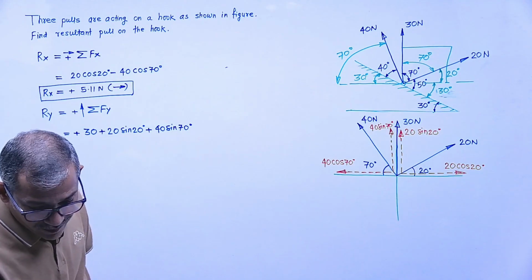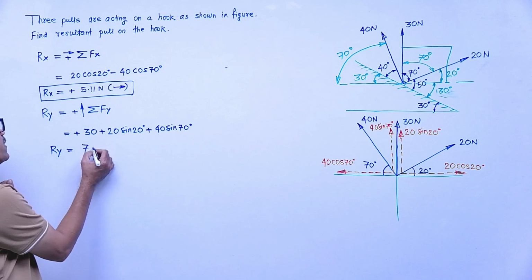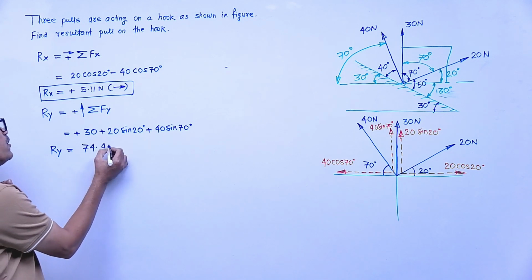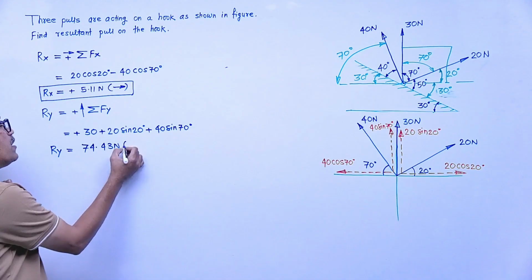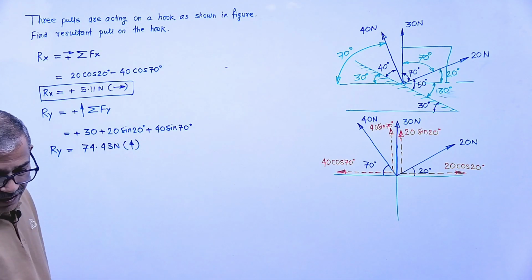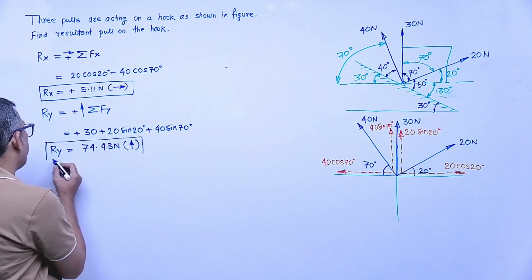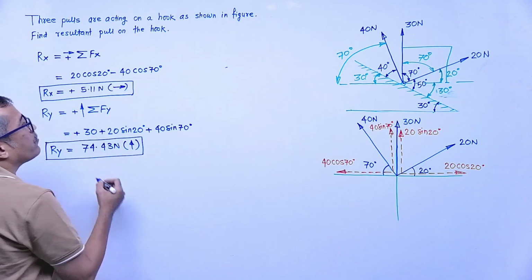74.43. 74.43. Correct? 74.43 Newton. Answer positive means what? Upward. All of you reading the same answer? 74.43. Now the resultant will be found.